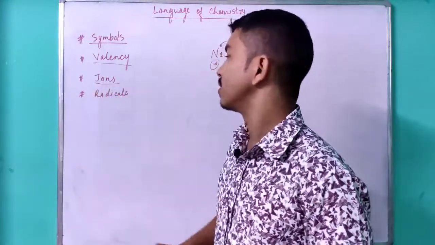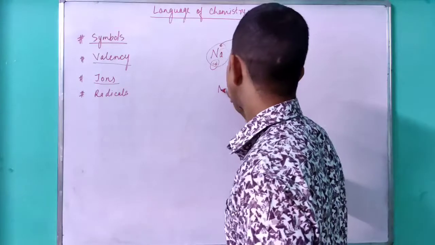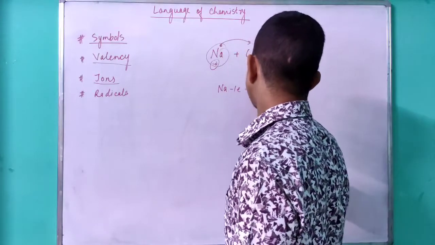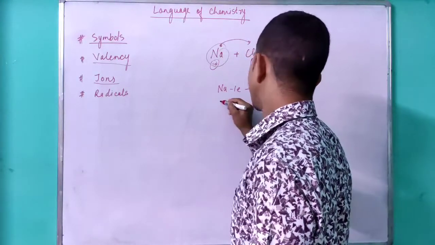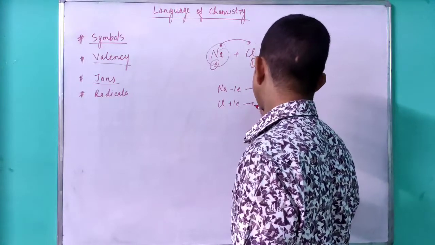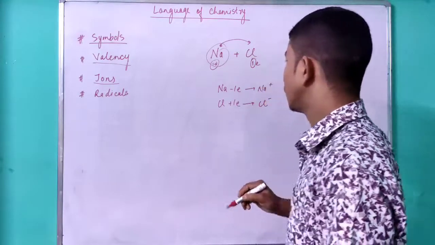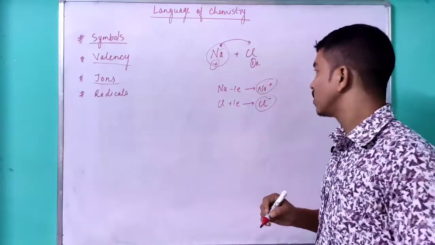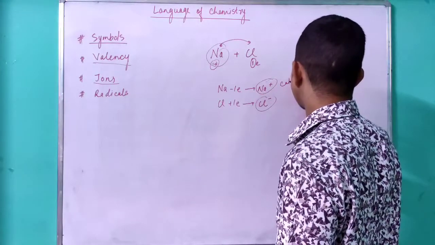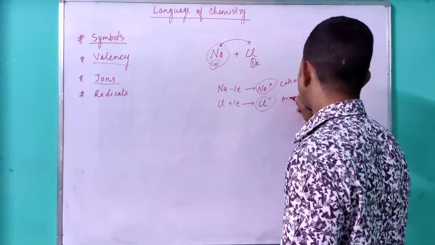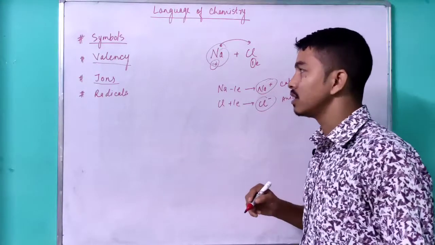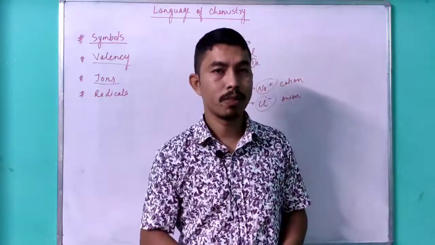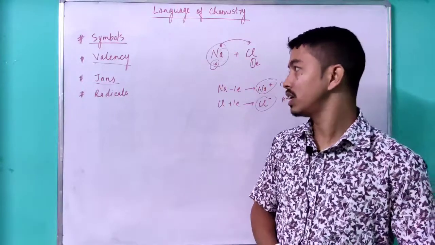Now coming to the ion. Just like here, when sodium, Na, loses one electron, it becomes Na plus, and when chlorine receives one electron, it becomes Cl minus. So these charged atoms are known as ions. The positive is known as a cation and the negative is known as an anion. So what is an ion? An ion is a charged atom, either with a positive charge or a negative charge.